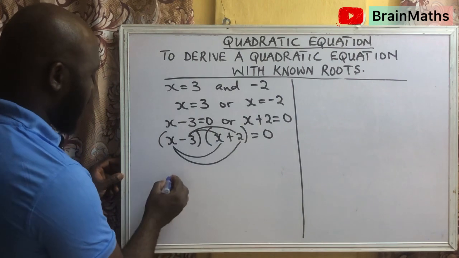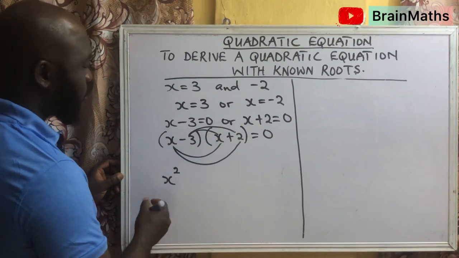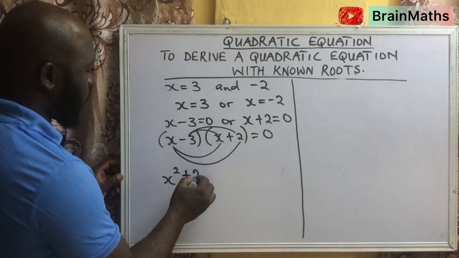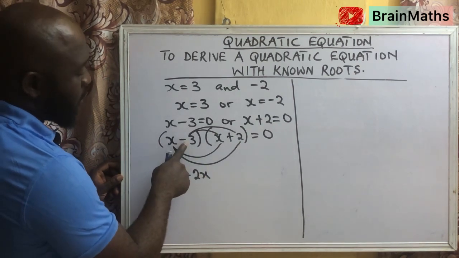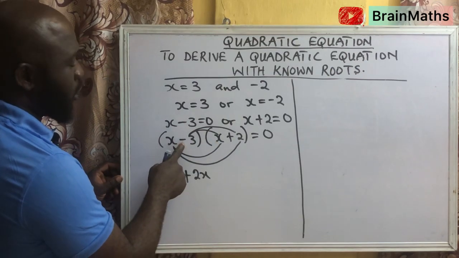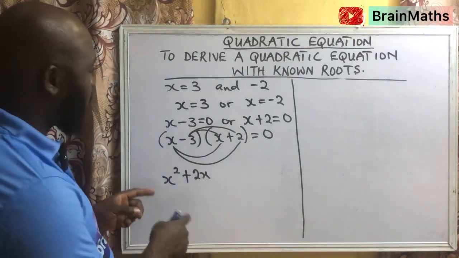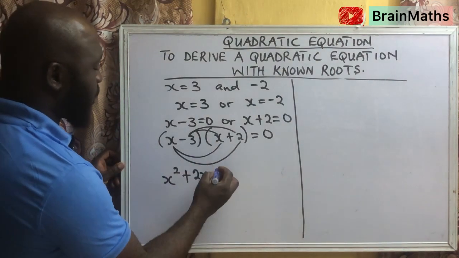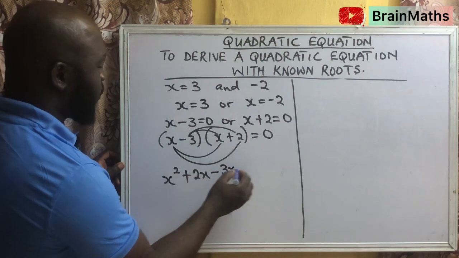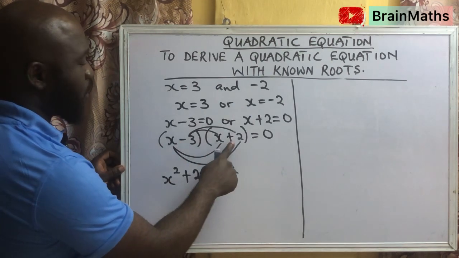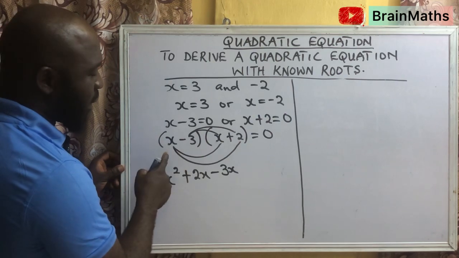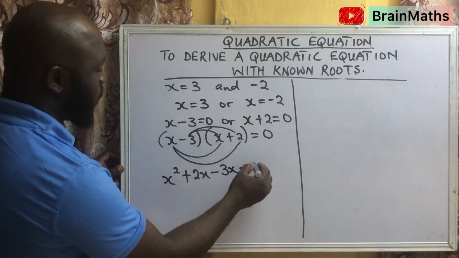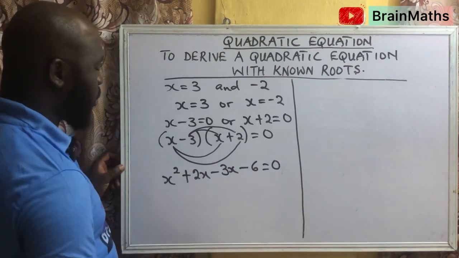x times x is going to give us x squared. x times plus 2 is going to be plus 2x. Then minus 3 times x. Don't forget to multiply with the sign in front of each figure or variable. So minus 3 times x will give us minus 3x, and then minus 3 times plus 2. Let's treat the signs first. Minus times plus is minus, and 3 times 2 is 6, so we get minus 6 equals 0.